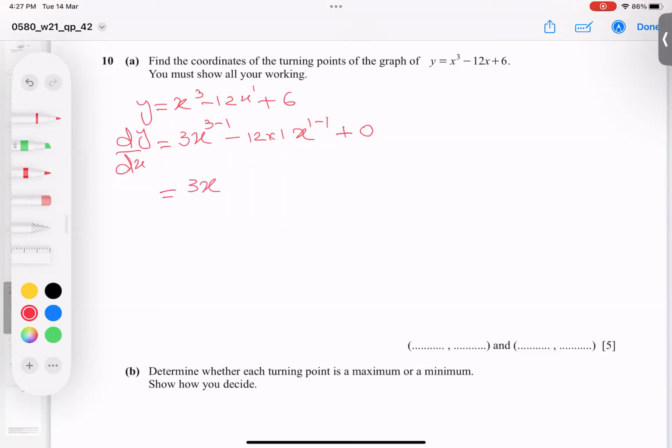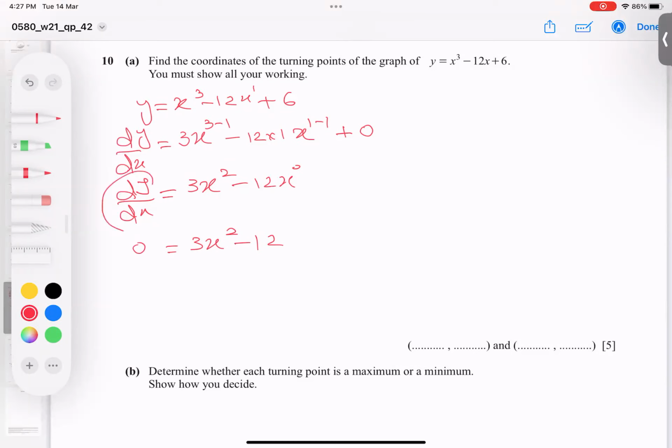Let's simplify. Out of 3, 1 gone, you got 2. And 12 ones are 12, we got 12 and x to power 0. But all of you know something to power 0 is 1. So I have done it. So I'm writing 3x squared minus 12. This is all understanding. Now, what I should plug in here in the place of the derivative, put here 0.